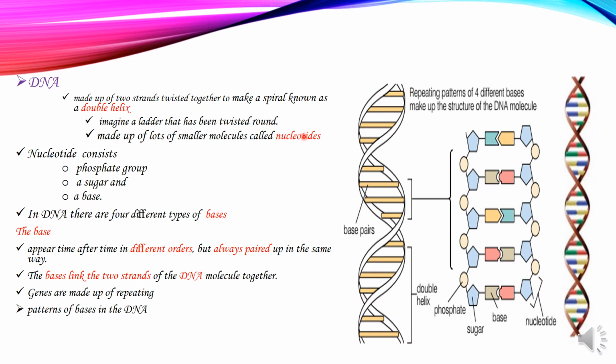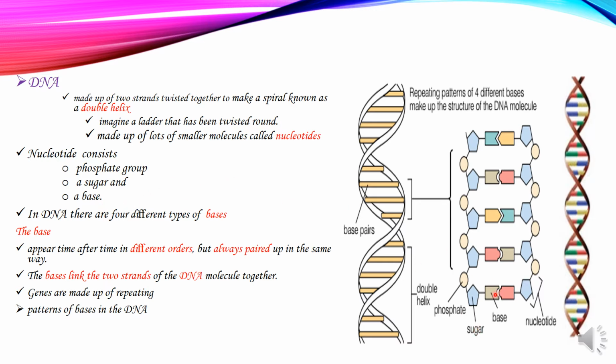What's a nucleotide? Let's clear the concept of nucleotides here. A nucleotide consists of a phosphate group. You can refer to this diagram. Here is the phosphate group, here is also a phosphate group. The nucleotide consists of the phosphate group, the sugar, which you can see here, it is a pentose sugar actually, a sugar with 5 carbons, and also a base.